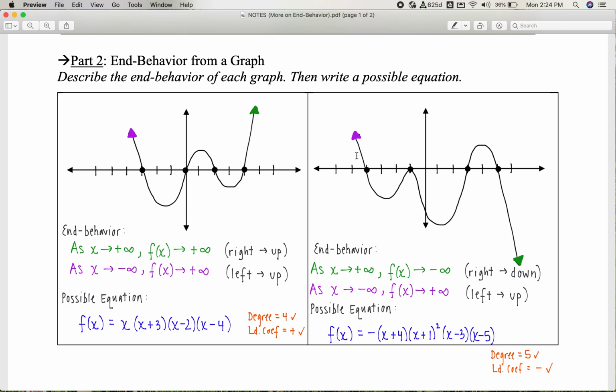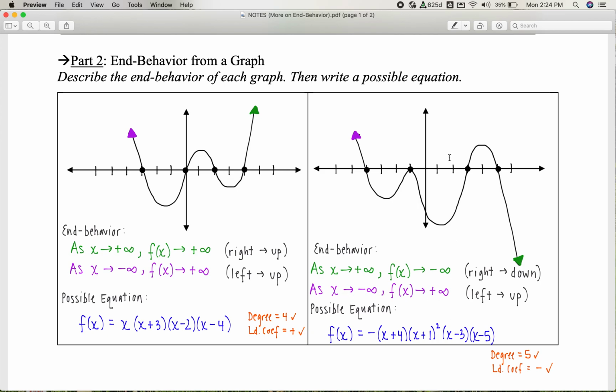This one right here. I can start off and notice that this graph is heading up if I look left, but heading down if I look right. So this is one of those odd degree graphs that had different directions on both ends. So here's a little practice with how to say that using end behavior. This really just says, as I move to the right, the graph goes down. As I move to the left, the graph goes up.